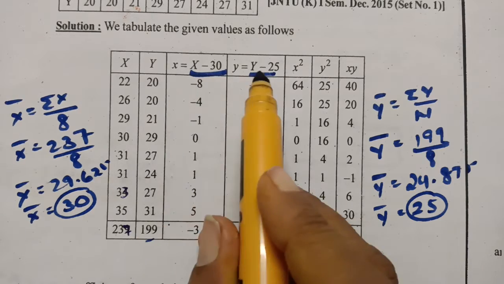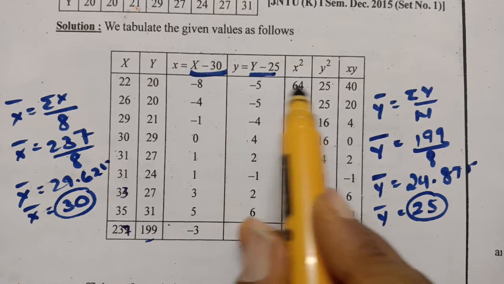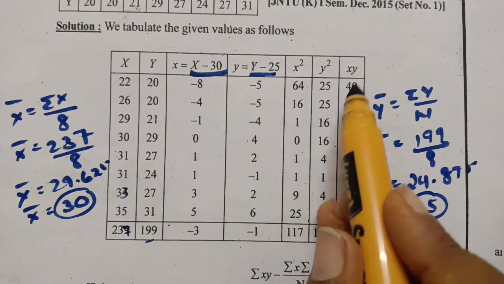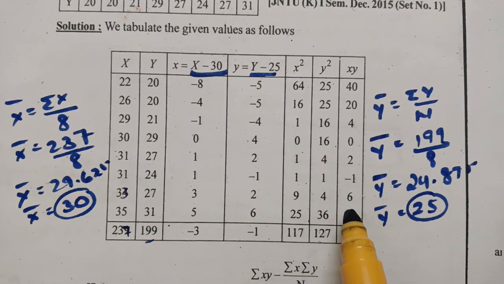And now we have to make the product out of these. Minus 8 into minus 5 is 40, minus 4 into minus 5 is 20, minus 1 into minus 4 is 4. You have to make a product here. So it is so easy.